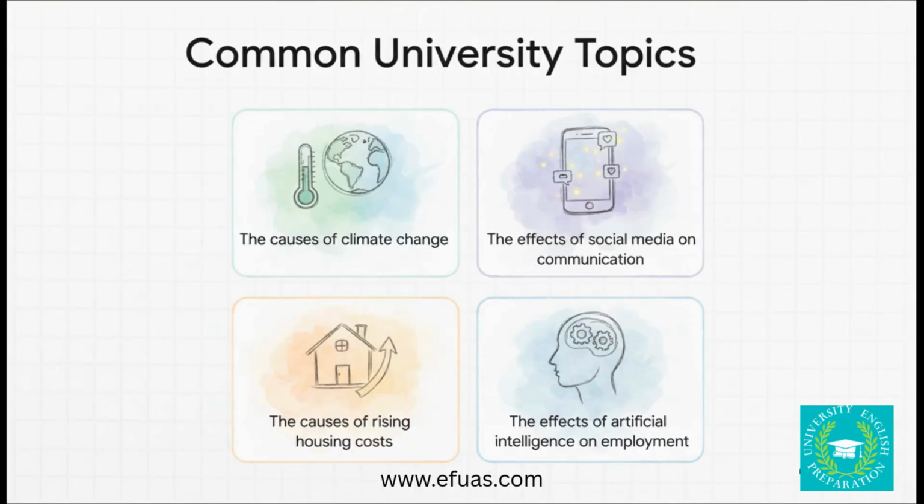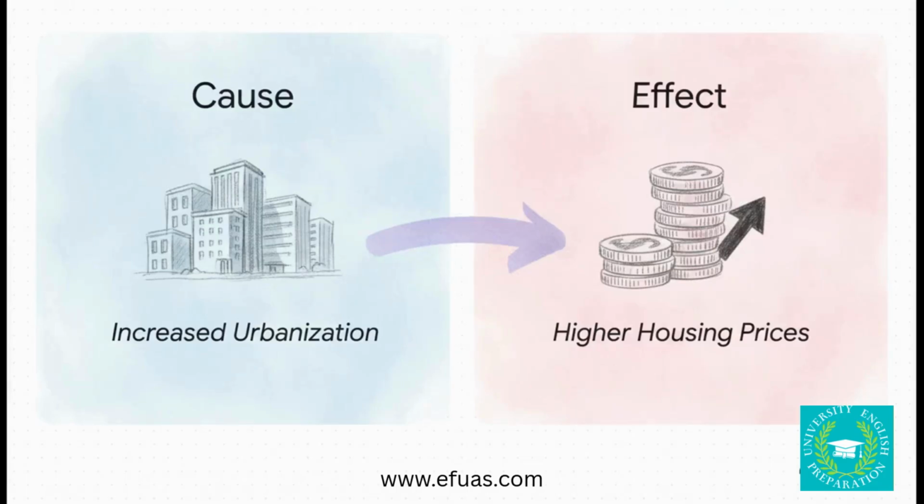I'm betting these topics look pretty familiar, right? Whether your professor asks you to write about the causes of climate change or the effects of AI, the job is always the same. You're connecting the why to the what happened next. So let's really break this down. The cause is the why. In this example, more and more people moving to cities. The effect is the result of that, higher housing prices. Now that seems simple enough, but in a real university essay, you're juggling a bunch of causes and effects, and that is where having a clear structure becomes absolutely crucial.